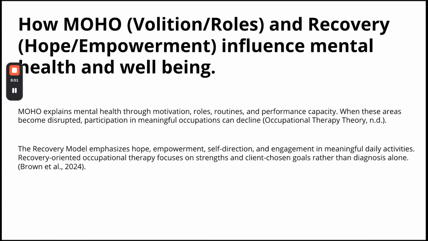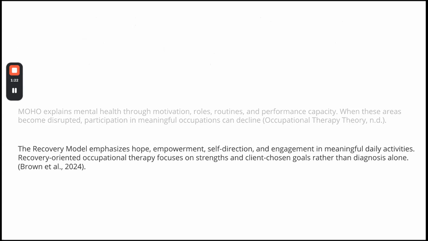So, how do MOHO, volition and roles, and recovery, hope and empowerment influence mental health and well-being? MOHO explains mental health through motivation, roles, routines, and performance capacity. When these areas become disrupted, participation in meaningful occupations can decline. The recovery model emphasizes hope, empowerment, self-direction, and engagement in meaningful activities. Recovery-oriented occupational therapy focuses on strengths and clients' chosen goals, rather than the diagnosis alone.